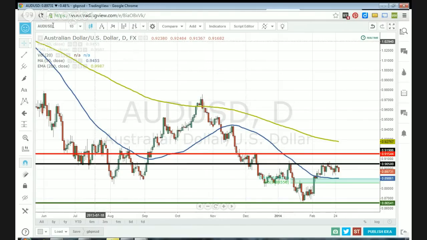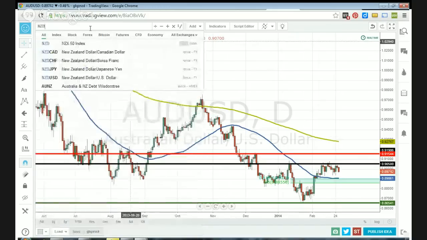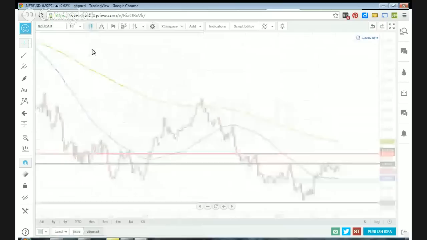Okay, so that's Aussie dollar. Missed it by a hair, and it would have been great, right? Or at least so far, down candle. But at least it got filled on the Aussie yen. Okay, Kiwi Canada.